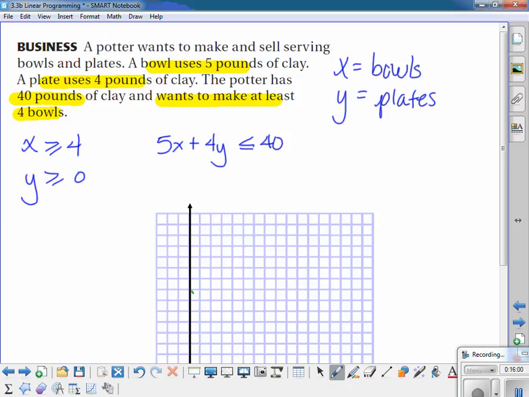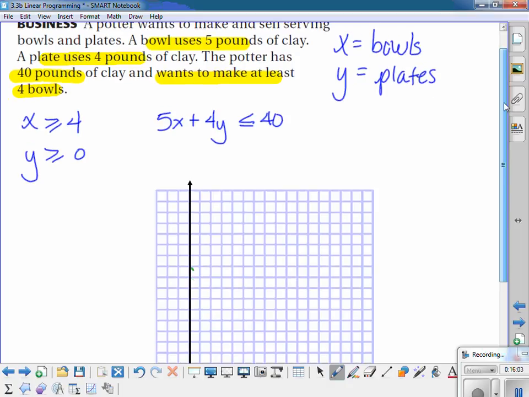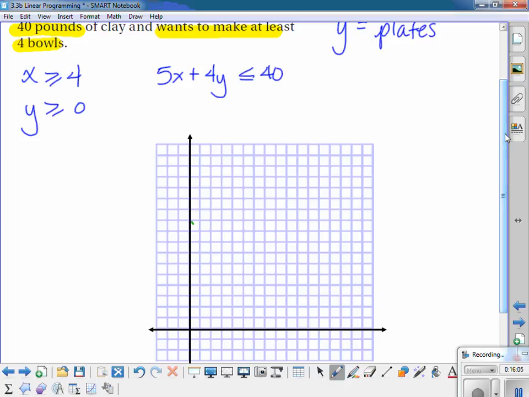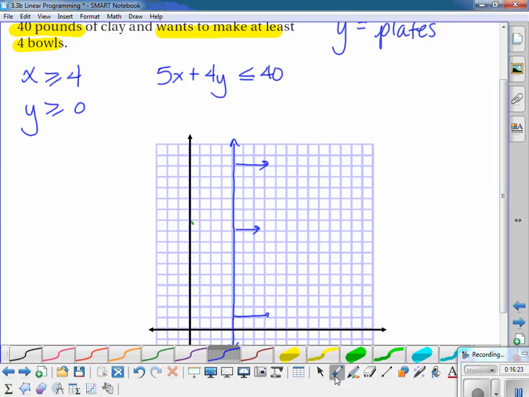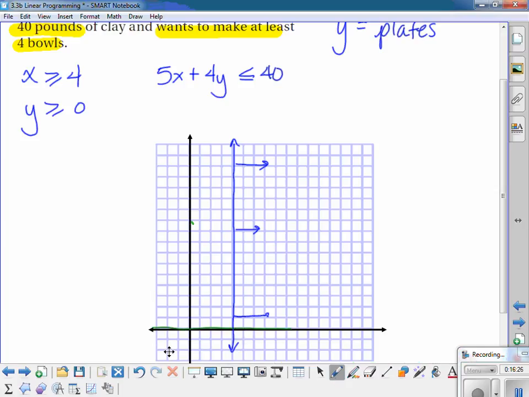So let's go ahead and graph those on my graph here. All right, so I've got that x is greater than or equal to 4. That's going to be a vertical line here. Greater than means it's going to the right. And I have y is greater than or equal to 0. That's just right along my x-axis there, and it's going up. And then finally I have the 5x plus 4y is less than or equal to 40.